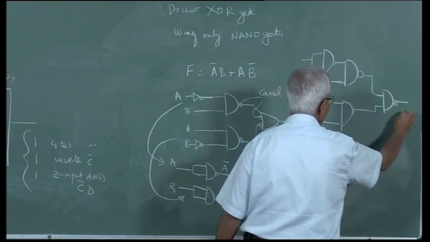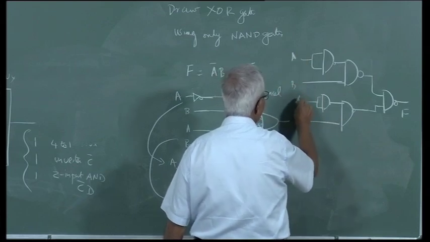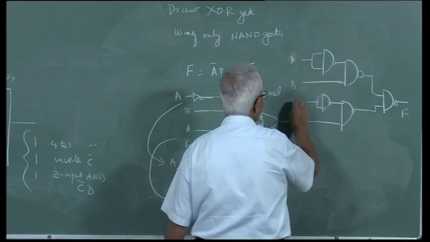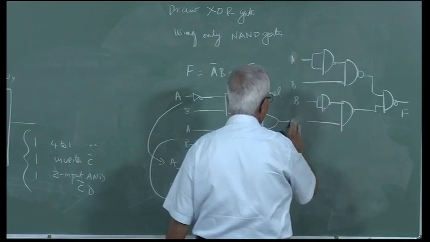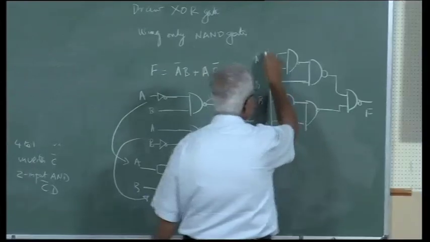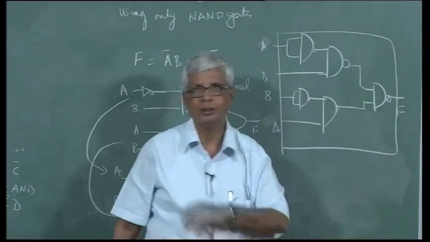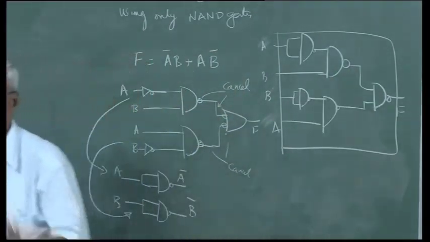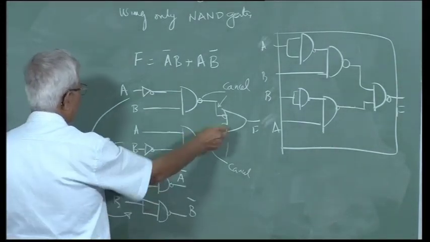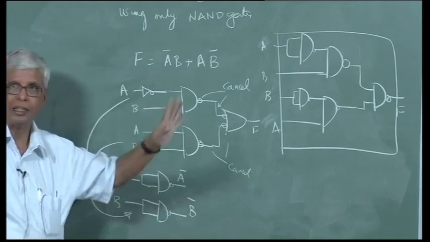this is my F, A, B, A bar B, this is B, this is A. This is a 2 input exclusive OR gate using 1, 2, 3, 4, 5 NAND gates, 5 NAND gates. Here also you need 5 gates, 1, 2, 3, 4, 5. 2 inverters, 2 AND gates, 1 OR gate.